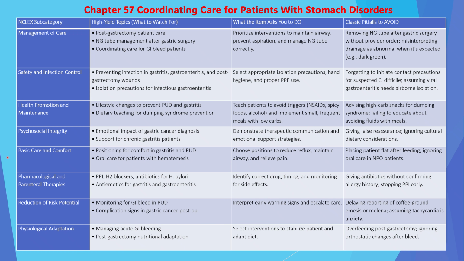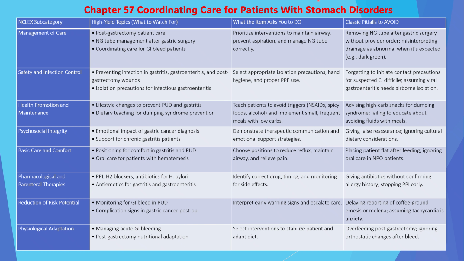Why? The NCLEX focuses heavily on safety and life-threatening complications. So the key concept to master is, number one, perforation. This is a medical emergency. Know the signs: sudden, sharp, severe epigastric pain, a board-like rigid abdomen, and referred pain to the shoulder. Then hemorrhage, GI bleeding: differentiating between hematemesis, bright red versus coffee ground, and melena, which is black tarry stools.